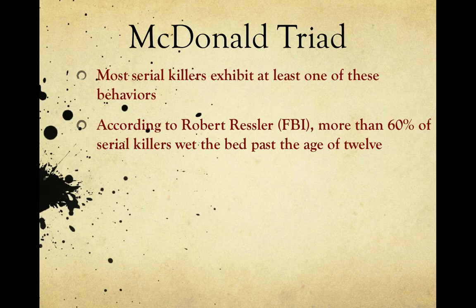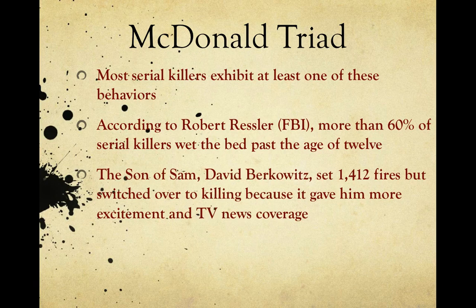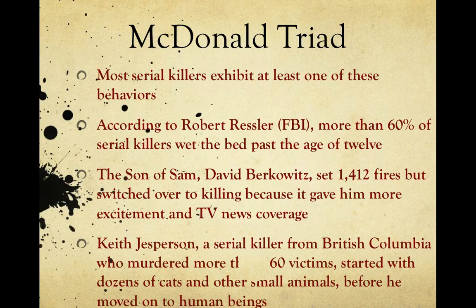According to Robert Ressler, more than 60% of serial killers wet the bed past the age of 12. The Son of Sam, or David Berkowitz, set almost 1,500 fires, but switched over to killing because it gave him more excitement in TV news coverage than arson. Keith Jesperson, a serial killer from British Columbia who murdered more than 160 victims, started with dozens of cats and other small animals before he moved on to human beings. Some of these cases are what have supported the McDonald triad.